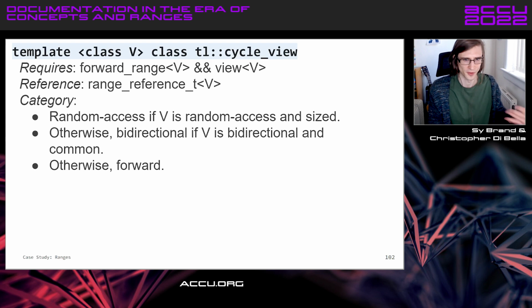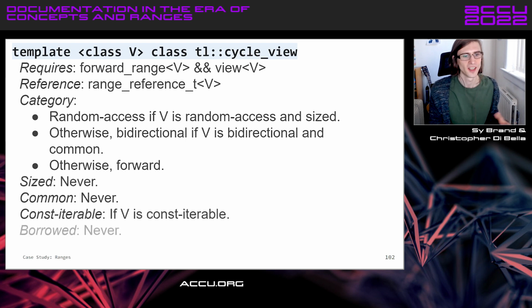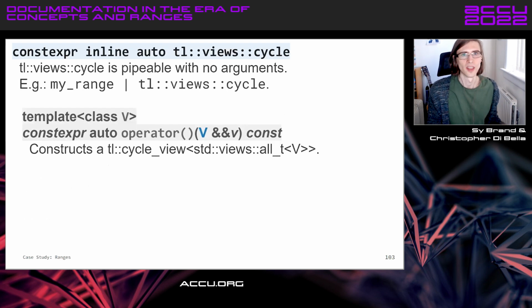Even though I knew exactly what I was looking for, it took me a while to understand exactly what the category of this type would be. It's never size, it's never common, it's considerable as long as V is, and it's never borrowed. We just take all of this information, which a user could extract if they had the domain knowledge and the time, and just immediately surface it so it's right there. And then we say, okay, well, if you want to pipe it into something, here's how you do that. If you want to construct it, here's how you do that, and here's what it constructs. We're just giving you all the information you actually need. And look, this is even smaller than the range v3 documentation was, but it's giving you more information.